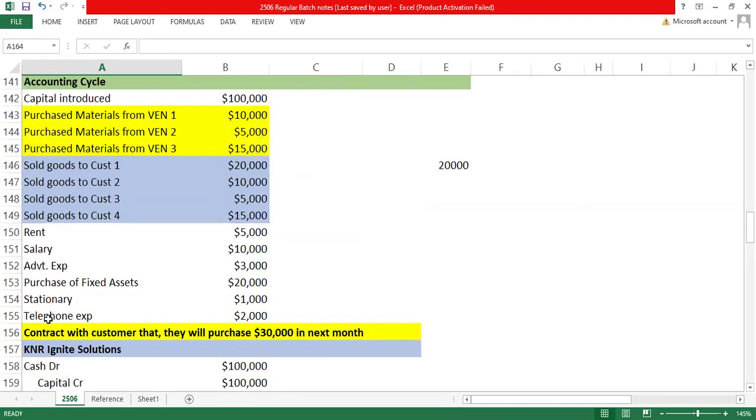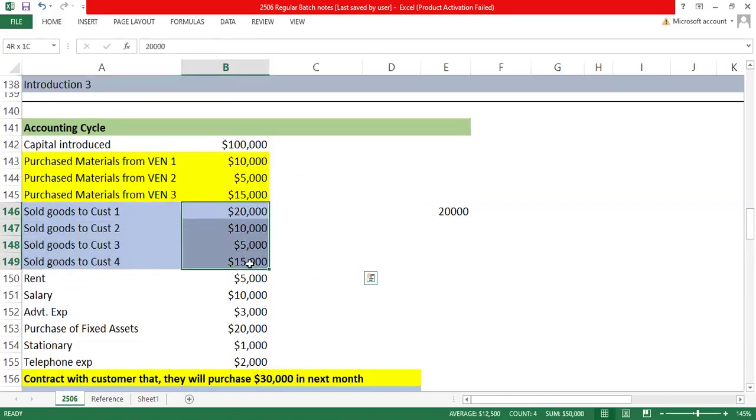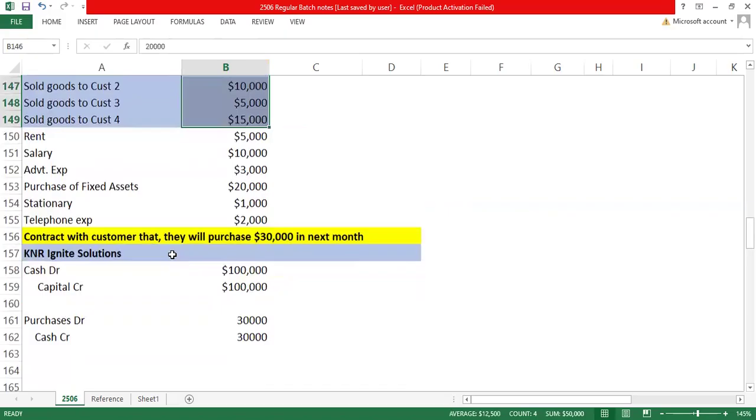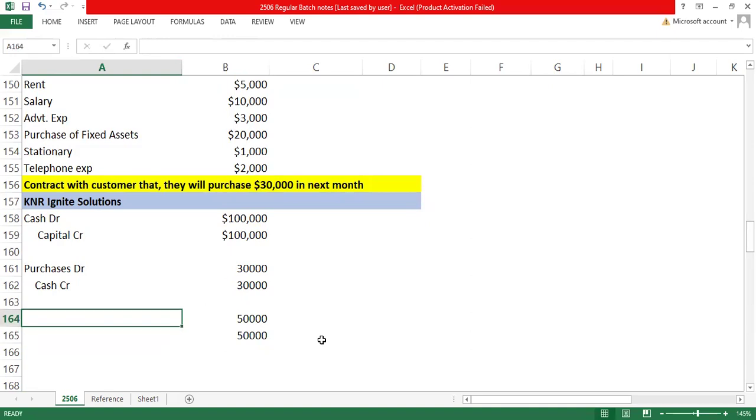Now the third entry, similarly, we are selling goods. Let's say I'm selling for 50,000. So what should be my journal entry? Let's say this is the cash sales. Cash account debit to sales account credit. Cash account is debited because we are receiving the cash because of the sales that I'm making.